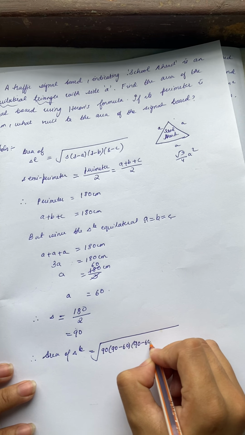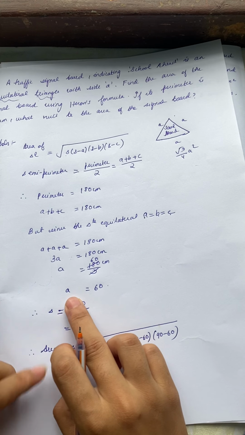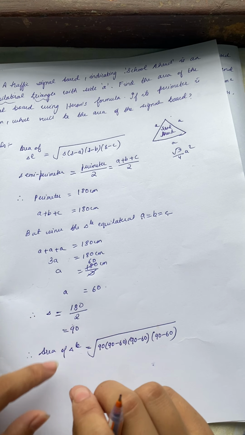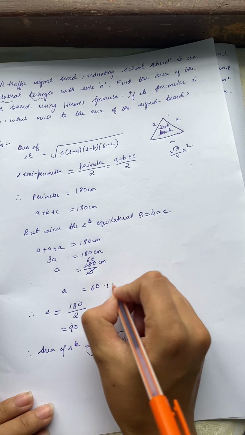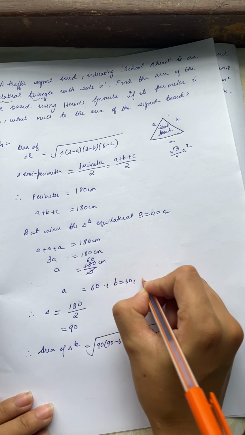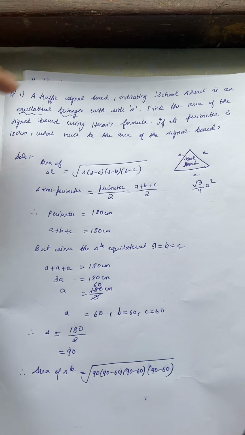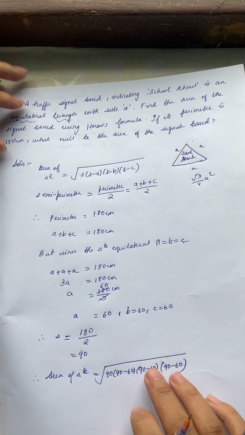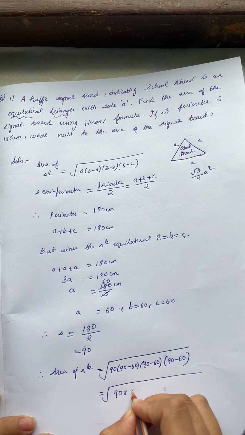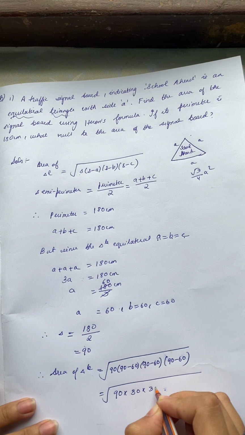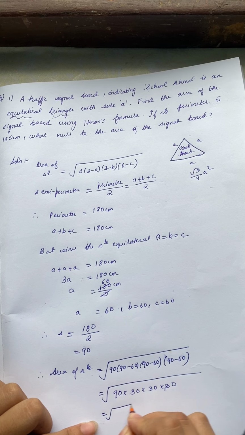90 minus 60. Here you may have a, but remember all the sides are equal: a equals b equals c. That means if a is 60, b is also 60 and c is also 60, because we are talking about an equilateral triangle. Clear with that? Now look at this. We can write this as 90 into 30 into 30 into 30. Clear? Now I'll do one thing.